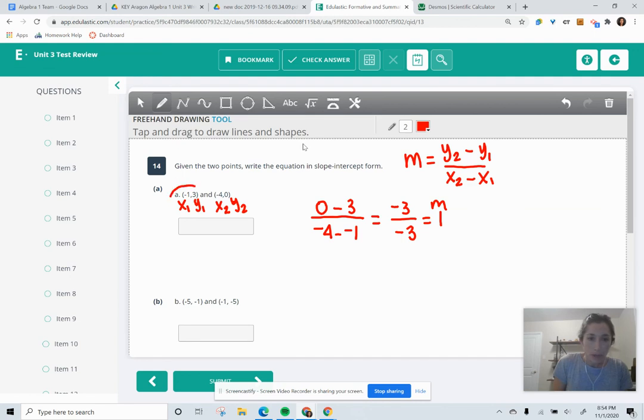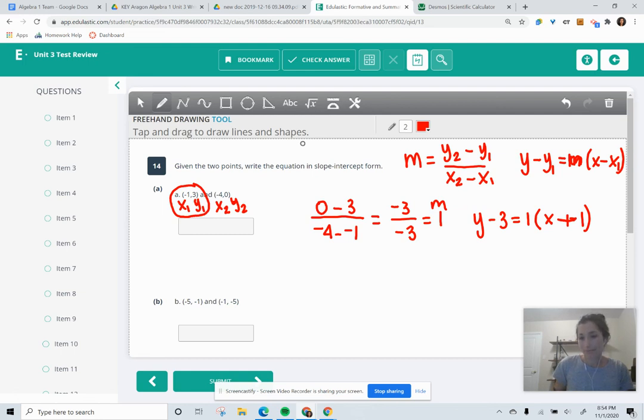We're going to use this point here. You could actually use either point, it doesn't matter. So we're going to put this into the equation that we just did on the previous slide. y minus y1 equals m times x minus x1. So we've got y minus 3 equals our slope, which is 1, and then x minus a negative 1. Well, I'm going to change this to plus so I don't have to rewrite that whole step.